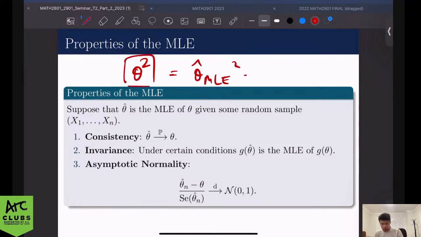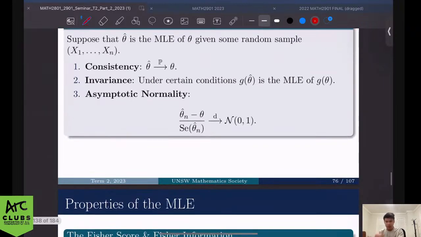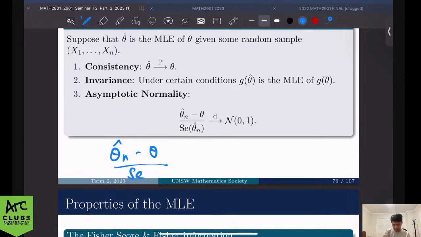The last one is that it's also asymptotically normal. So as you go towards infinity, you take the difference between it and the parameter, divide by the standard error, and that will converge to N(0,1).